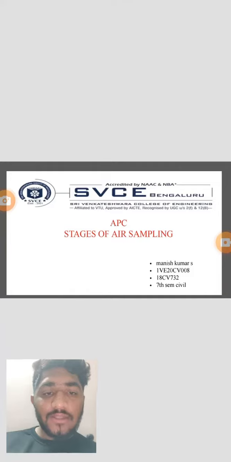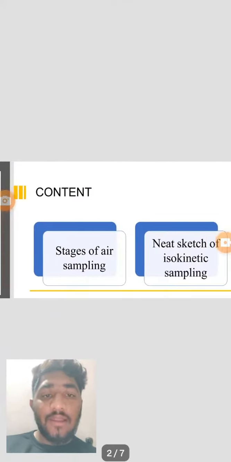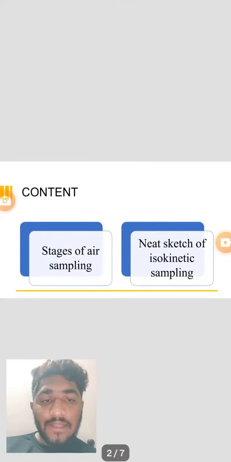Today my topic is stages of air sampling. I am going to explain the stages of air sampling in the APC subject. And the contents are stages of air sampling and the neat sketch of isokinetic sampling.